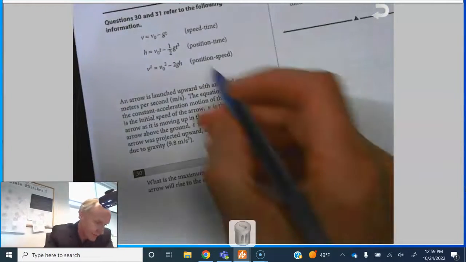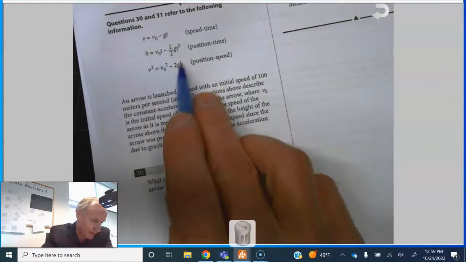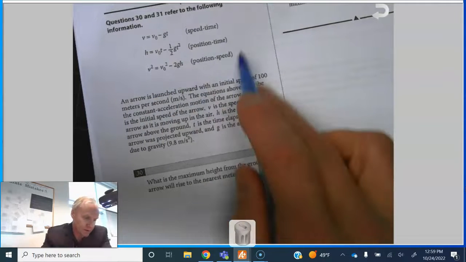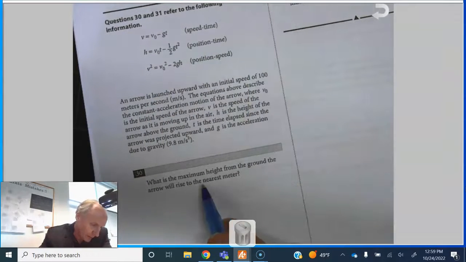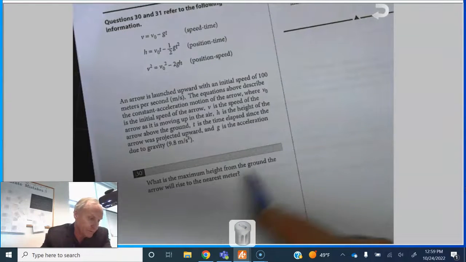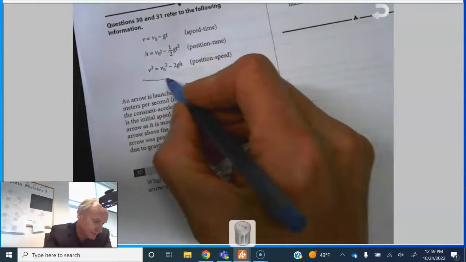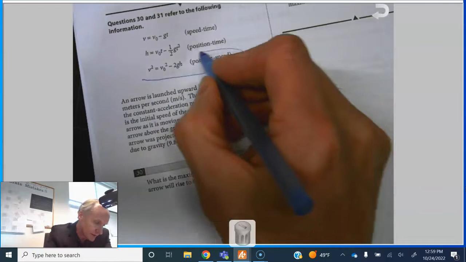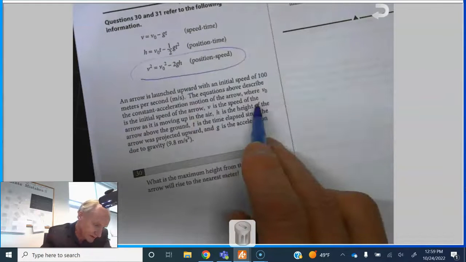Let's see. Question 30, refer to the following information. Okay, this is some general physics formulas. What is the maximum height from the ground the arrow will rise to, to the nearest meter? Okay, so this is probably the equation that they're going to use. Let me see what it says.